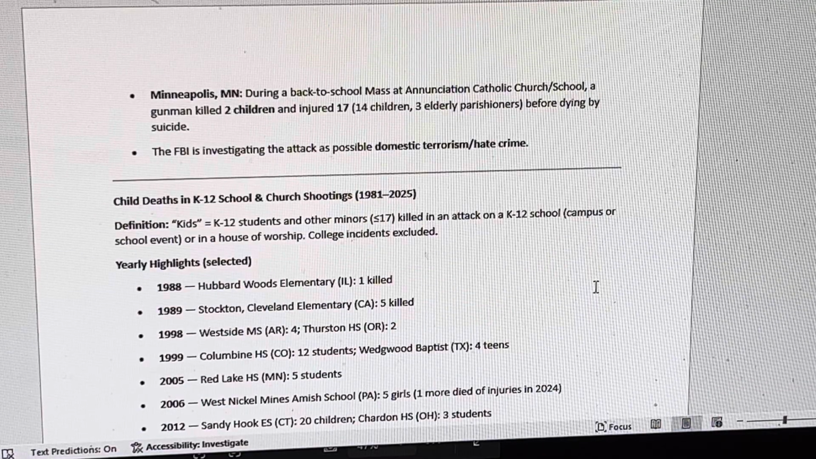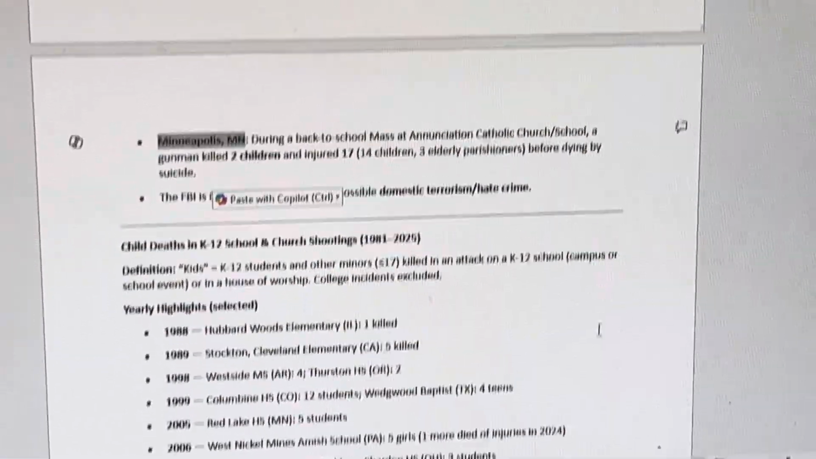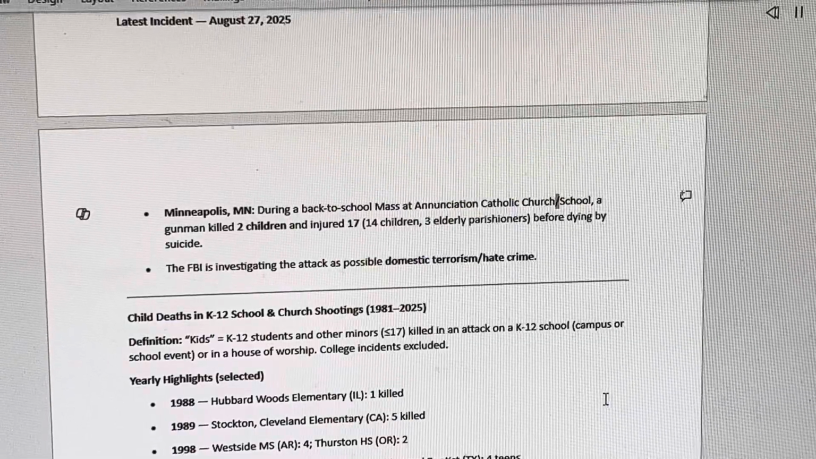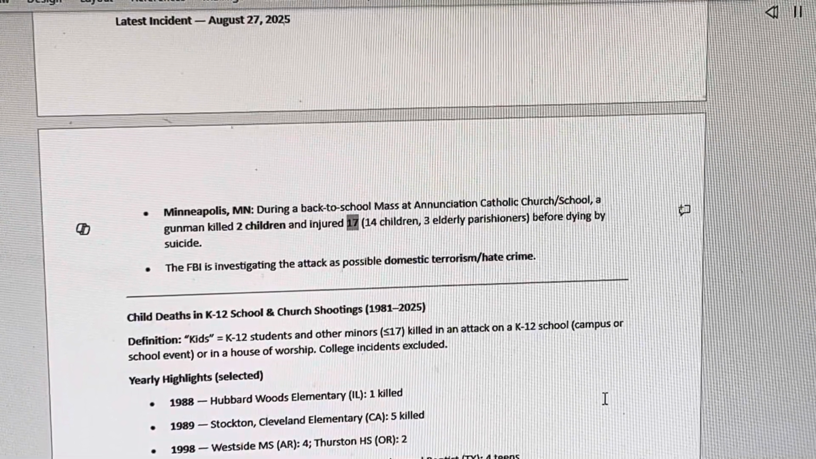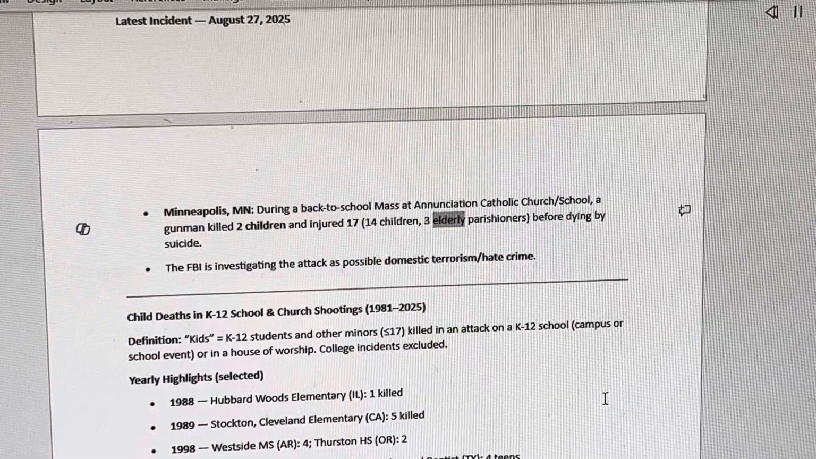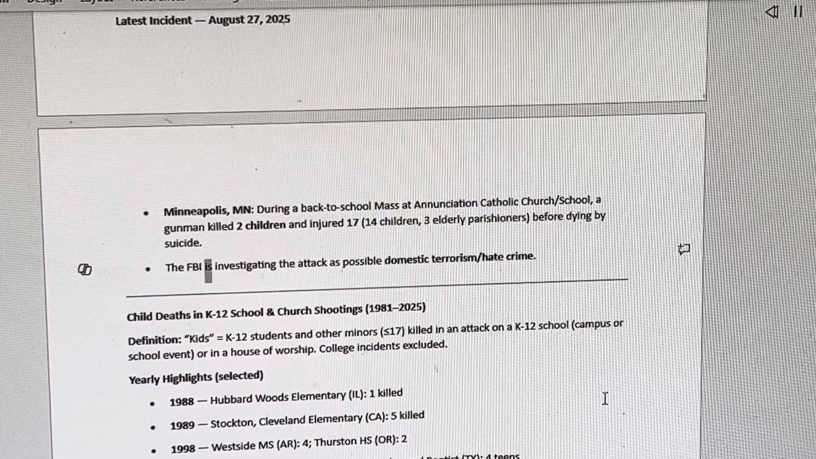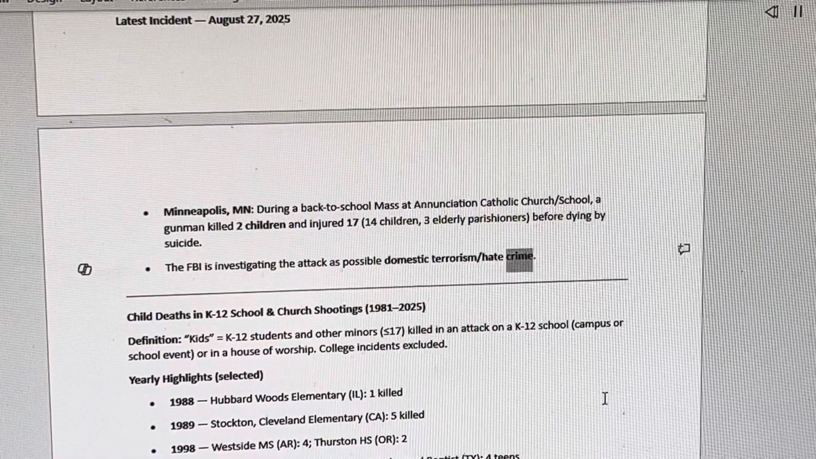Latest incident, August 27, 2025. Minneapolis, Minnesota. During a back-to-school mass at Annunciation Catholic Church/school, a gunman killed 2 children and injured 14 children and 3 elderly parishioners, before dying by suicide. The FBI is investigating the attack as possible domestic terrorism/hate crime.